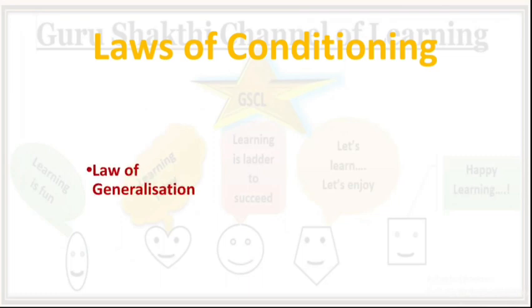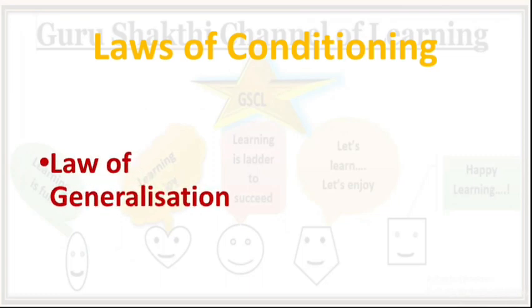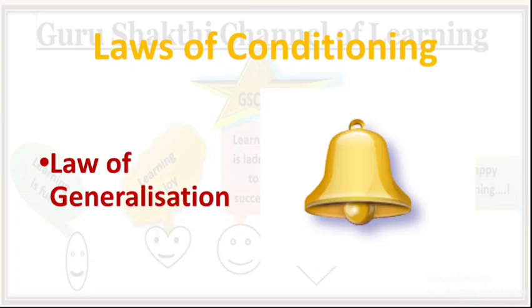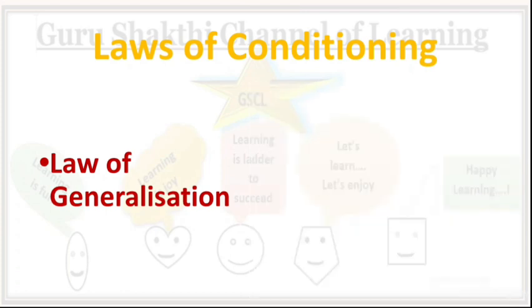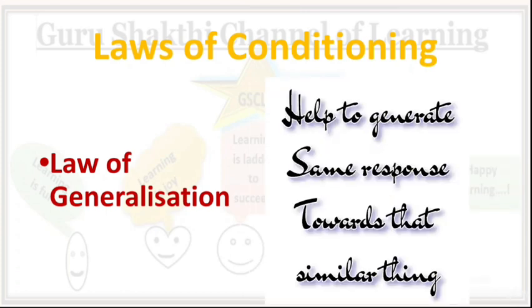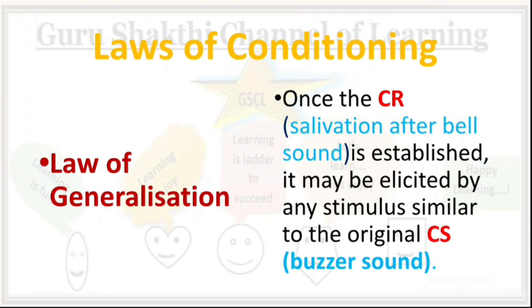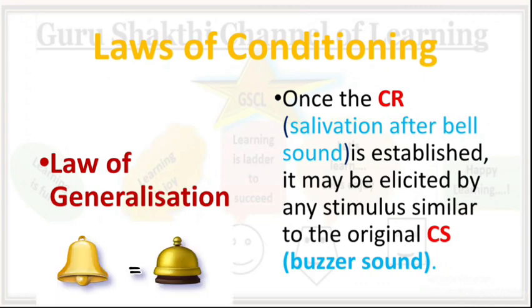The third law, the law of generalization. Once a living being is conditioned for one kind of stimulus, say a bell sound, anything similar to it, probably a buzzer sound, will also help to generate the same conditioned response. Example, if the buzzer sound is similar to the bell sound, the dog will respond to the buzzer sound in the same manner as it responded to the bell sound.